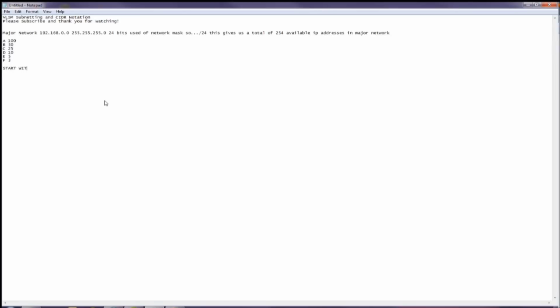So let's take our first large network here, and what I always do is I always start with the largest subnet and work my way down to the smallest. It seems like this always works out better this way. So we're going to start with Group A, which is 100 hosts. So we need to find out what subnet these 100 hosts fit into the best without having excessive waste of IP addresses.